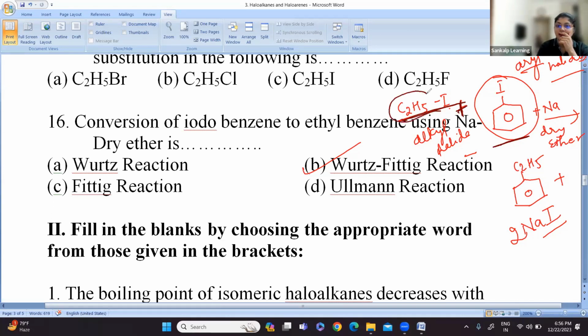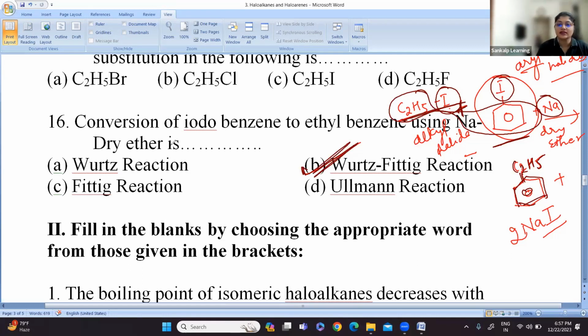This ethyl reacts with your benzene. And this Na combines with these two iodides. So it forms 2NaI plus your alkyl aryl compound, that is ethyl benzene. So this is your Wurtz-Fittig reaction.